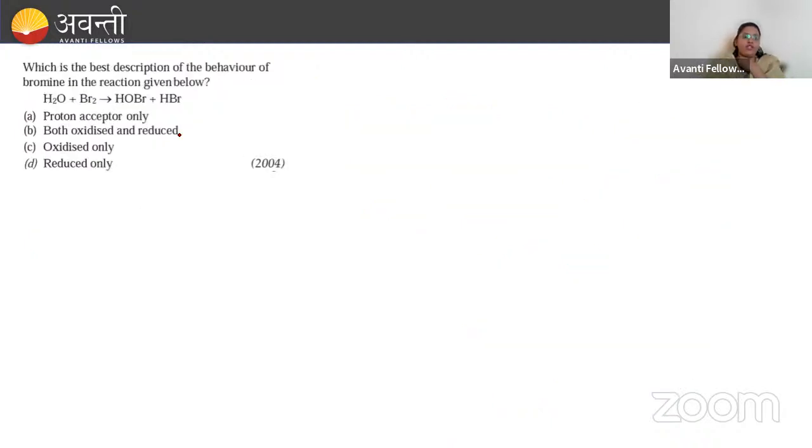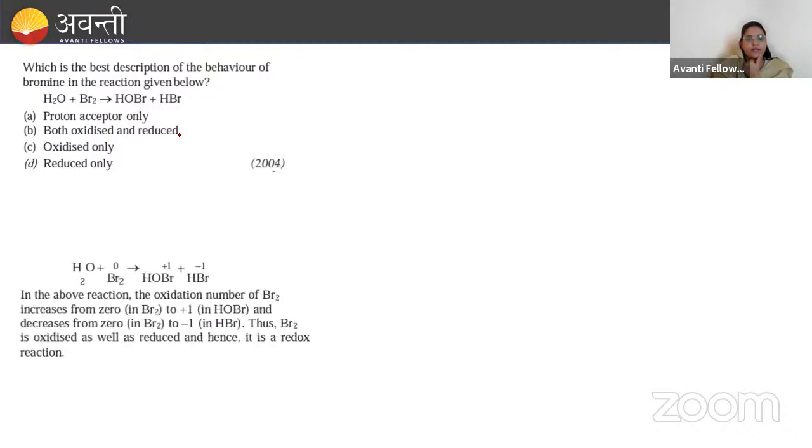Next reaction. Which is the best description of the behavior of bromine in the following given reaction? Proton acceptor only. Both oxidized and reduced. Oxidized only. Reduced only. So here, let's consider this reaction: H2O plus Br2 gives HOBr plus HBr.